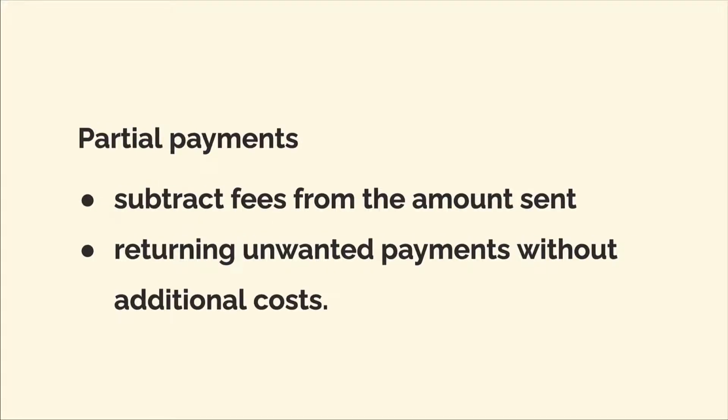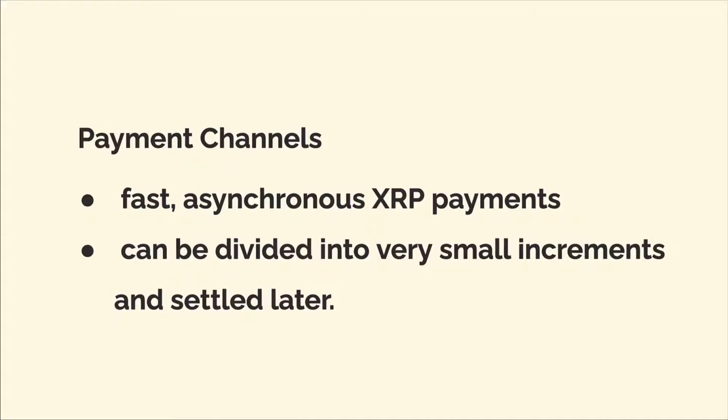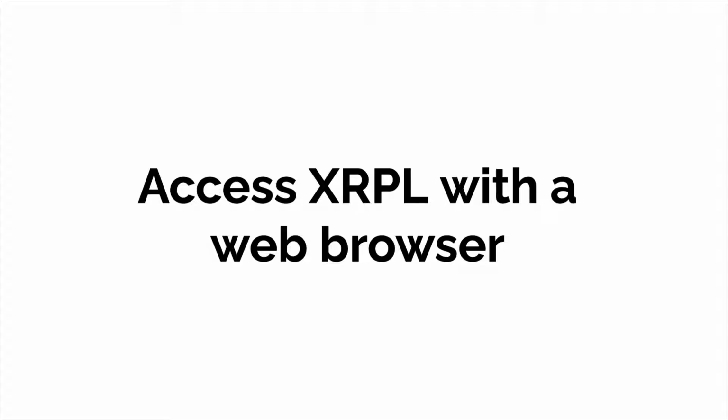As well, there's the option of partial payments, where you can subtract fees from the amount sent. This allows you to return unwanted payments without additional costs. As well, on the XRP ledger, there are payment channels for fast, asynchronous XRP payments. XRP can be divided into small increments and settled later. So those are the payment options available on the XRP ledger, and more payment options are being added over time. Join me coming up in the next sections. We're going to learn how we can use JavaScript to access the XRP ledger with a web browser.